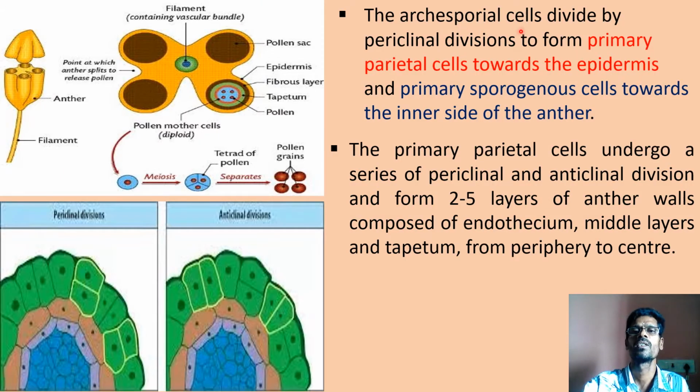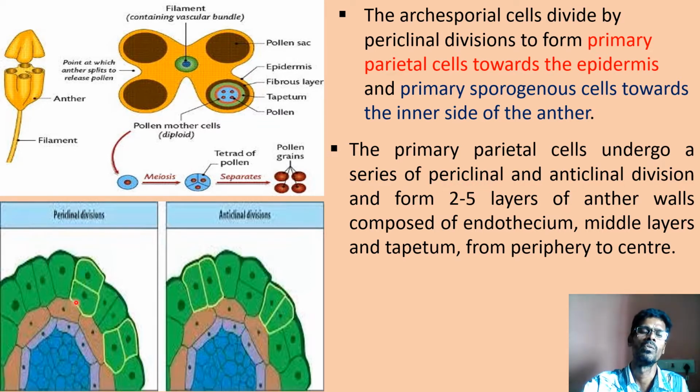The archisporial cells divide by periclinal divisions to form primary parietal cells towards the epidermis. So the cells move parallel towards the epidermis to form primary parietal cells, and towards the center part of the anther the primary sporogenous cells. So thus they divide to form primary parietal cells towards the epidermis and primary sporogenous cells towards the inner side of the anther. And the primary parietal cells undergo a series of periclinal and anticlinal divisions.